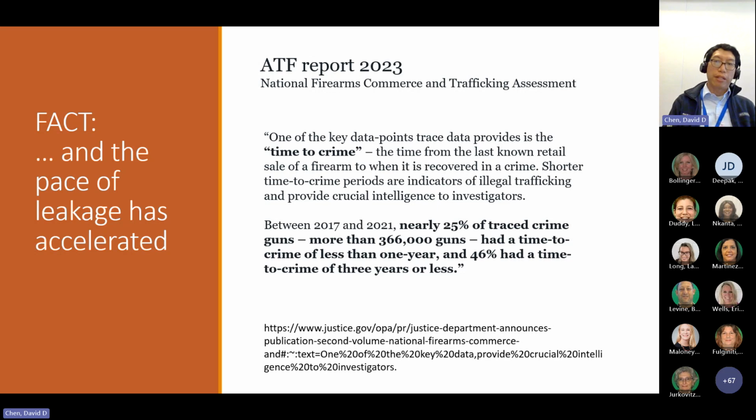And in this time period that was studied from 2017 to 2021, nearly 25% of these guns that were recovered from a crime had a time to crime of less than 1 year, and 46% within 3 years or less. Right. And so things that change the flow and the traffic of firearms likely do have a very rapid translation into then homicide or attempted homicide and assault and injury.